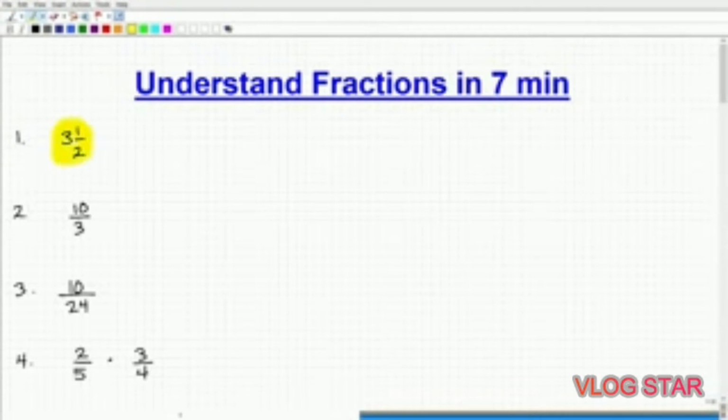All right, so 3 1/2. This is called a mixed fraction. Okay, so if you have a number and a little fraction next to it, that's called a mixed fraction. So we need to be able to write a mixed fraction as an improper fraction. That's a fraction like down here, like 10/3. So the way you do that is you take this bottom number, 2, you multiply it by 3, and then we're going to add the 1.